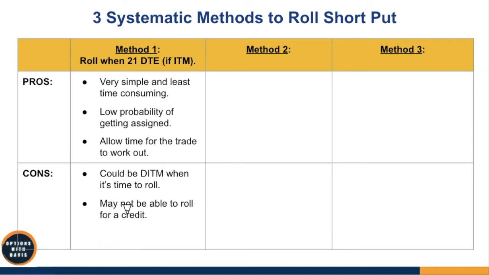The second thing is that you may not be able to roll for a credit, as mentioned. If it's very deep in the money, it'll be very difficult for you to roll for a credit. In some cases, you will realize that even though you roll out to a further expiration date, but still the same strike price, you actually have to pay a debit, because of the bid and ask spread. Further away, your bid and ask spreads become wider. So in this case, there's more slippage in terms of your order.